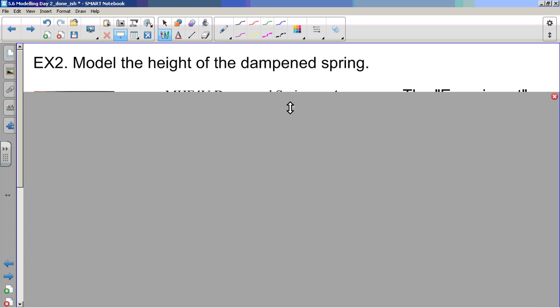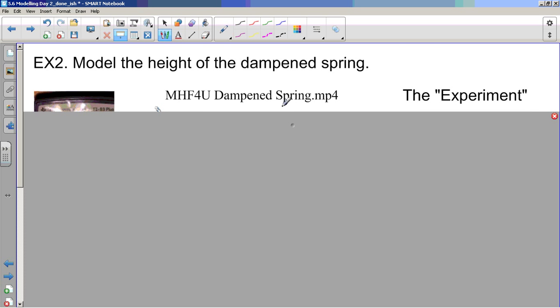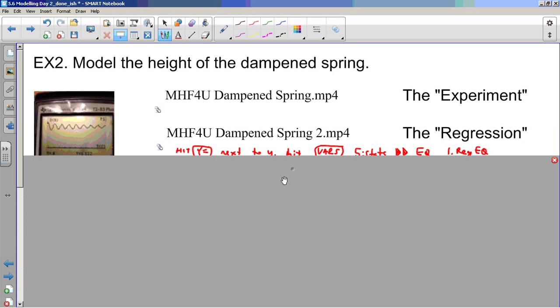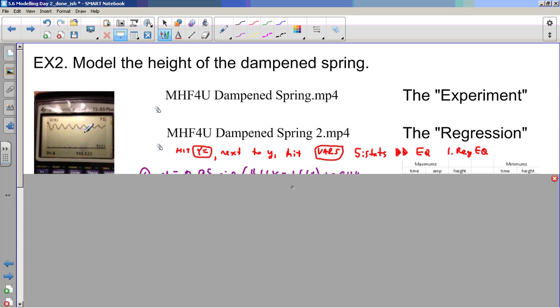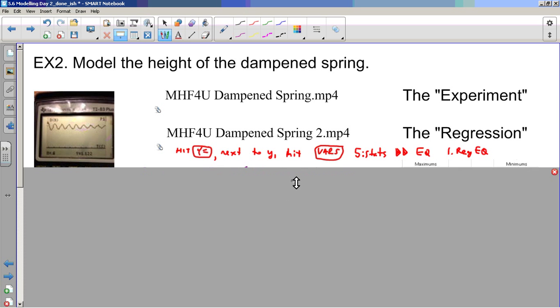So what you should do right now is pause and look for the first of the videos called Dampened Spring. All right, you watch the first video. That's the data right there that we came up with. And what we're going to do, because it kind of looks like a sine function, the second video, Dampened Spring 2, actually does the regression. There are the steps that I hit during that second video. So go ahead, you can watch that one.